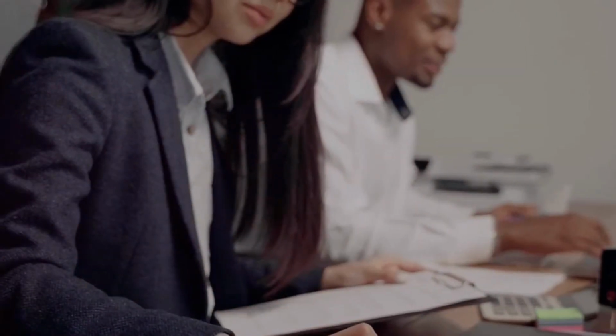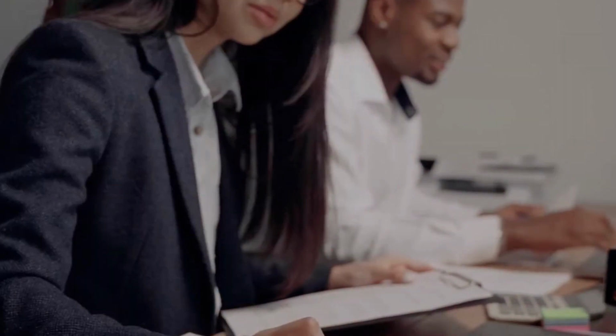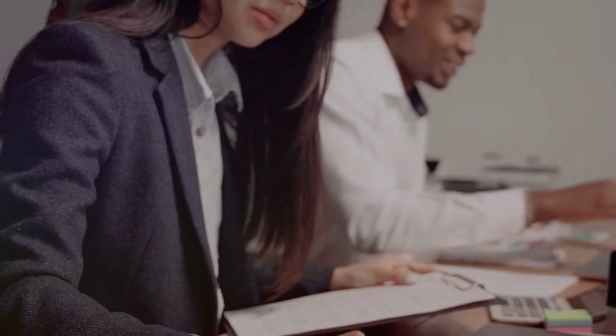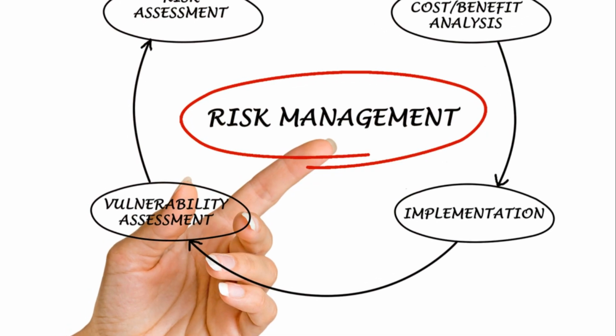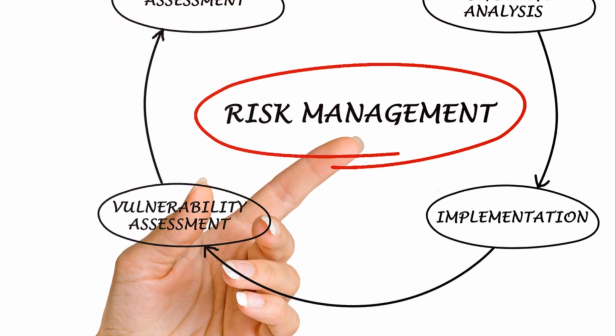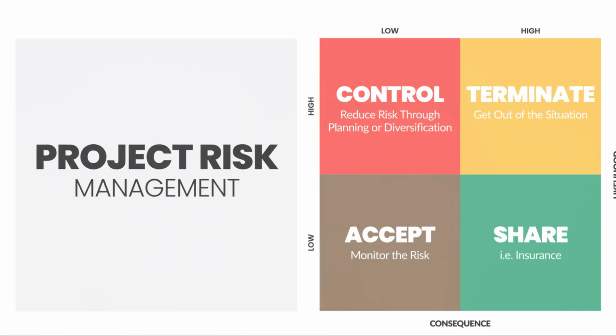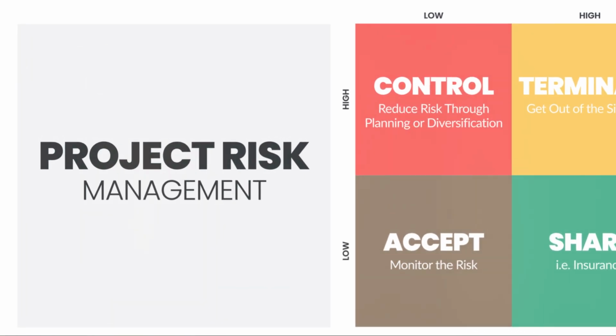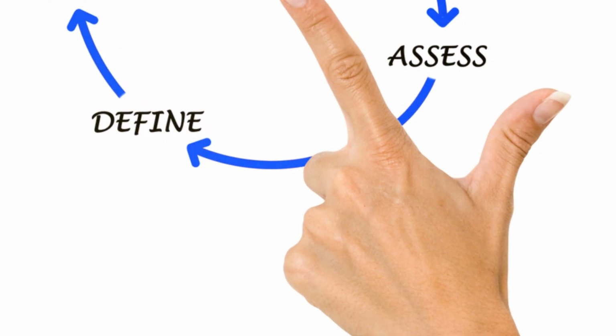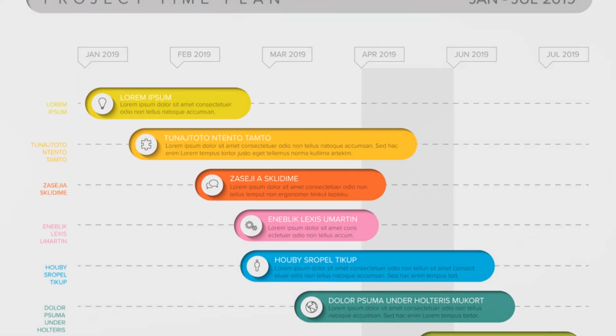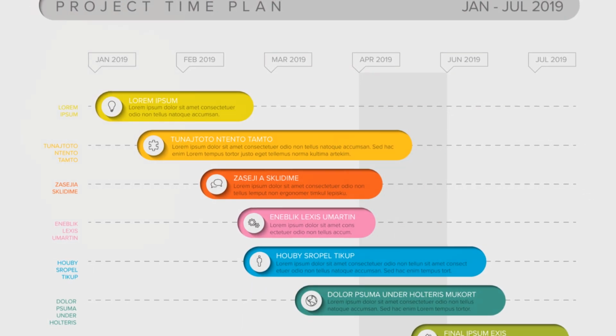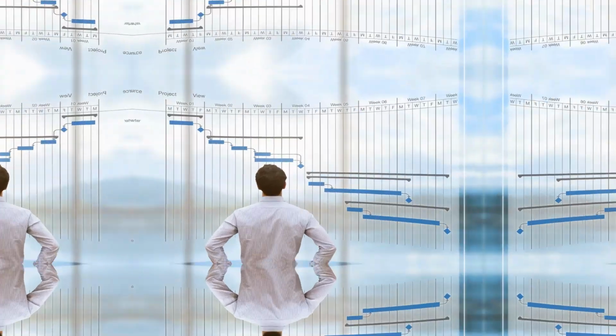The backward pass helps identify activities with float, allowing for effective resource allocation. Integrating with risk management focuses on critical activities with minimal float. This comprehensive approach ensures accurate schedules, optimized resources, and effective risk mitigation. Integrating the backward pass enhances project scheduling and control.